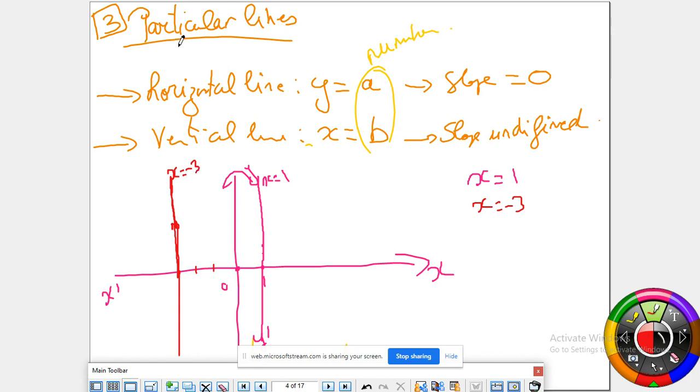Now, a horizontal line, y equals a number. If I want to draw, for example, y equals 4. Okay, so this is 0, 1, 2, 3, 4. This is y = 4. If you take the points here, all those points have the same y = 4, so it's a horizontal line. So y equals a number, we call it a horizontal line. x equals a number is called a vertical line.